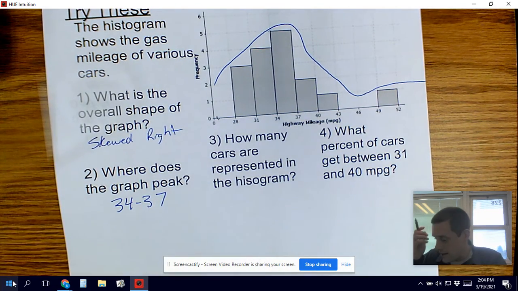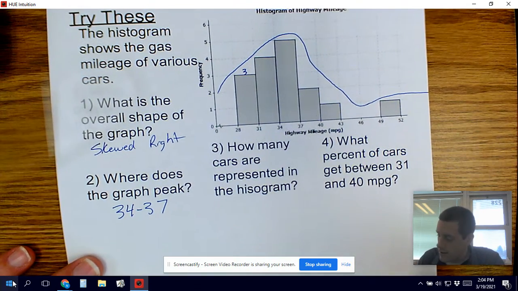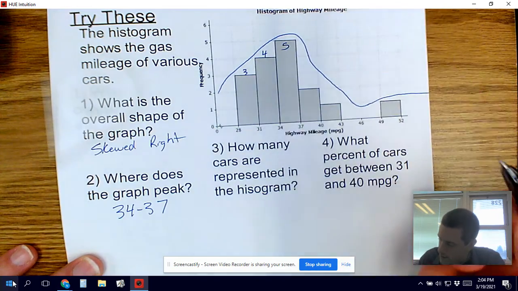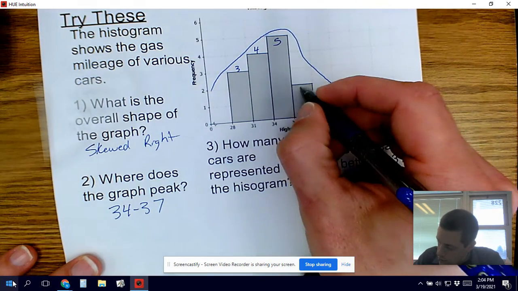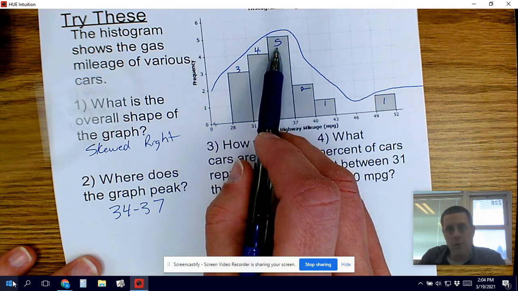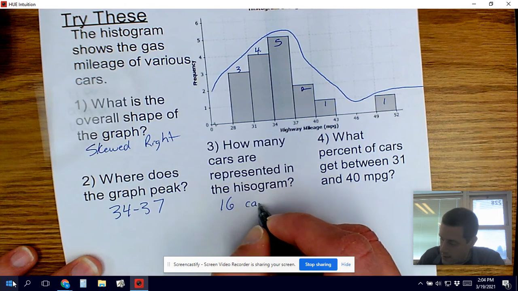How many cars are represented in the histogram? So I have 3 cars in this interval. 31 to 34 has 4 cars, 5 cars up here, 2, 1, and 1. So I'm adding 3 plus 4 is 7, plus 5 more is 12, 13, 14, 15, 16 cars are represented in the histogram.